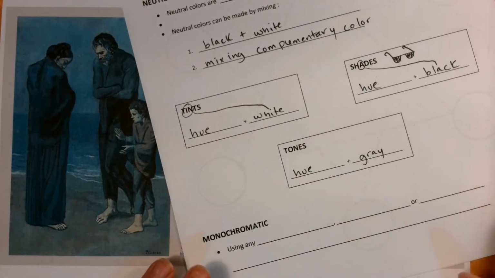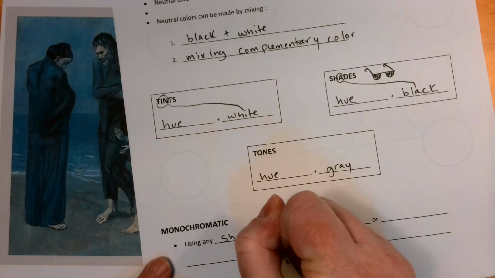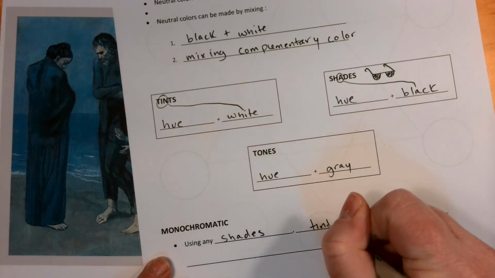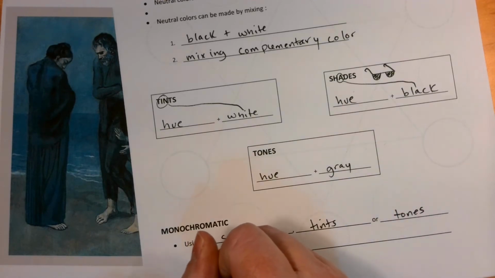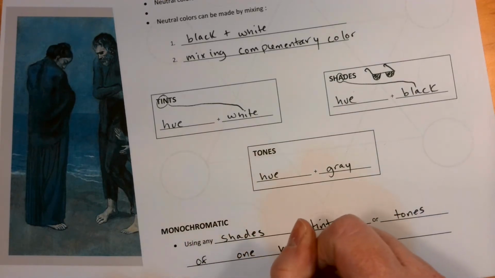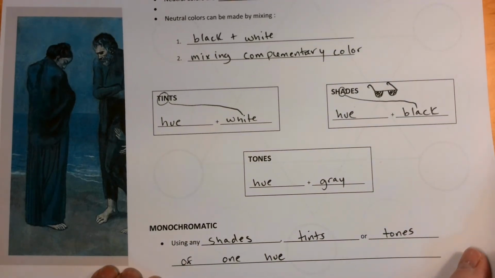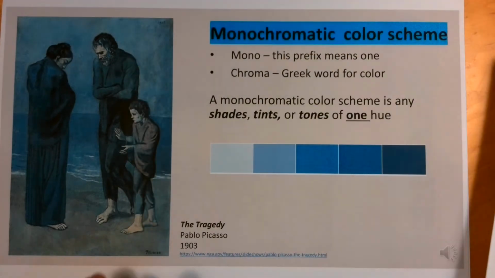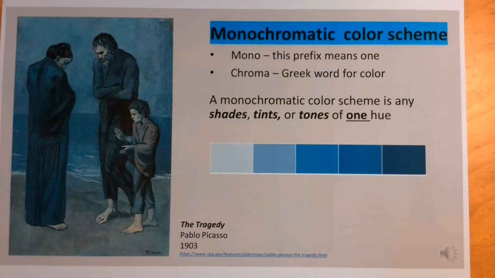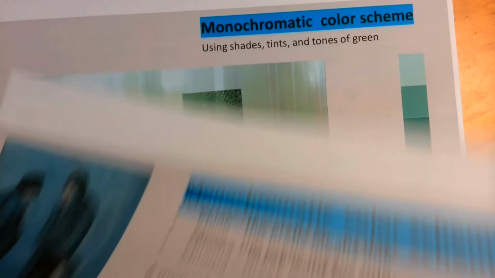So monochromatic is using any shades, tints, or tones of one hue. So that would be like blue mixed with any amount of black, white, or gray. Okay.